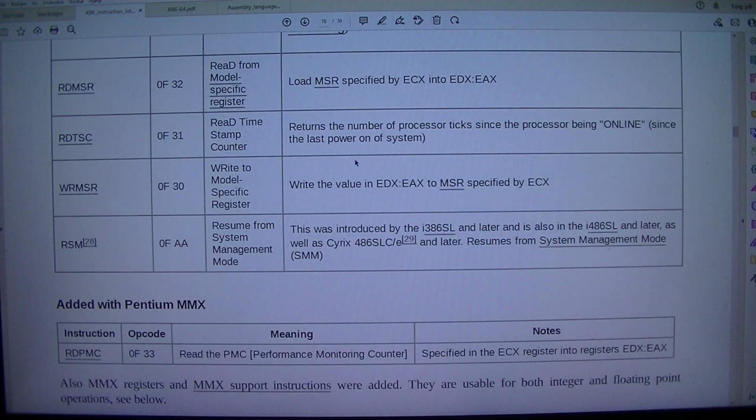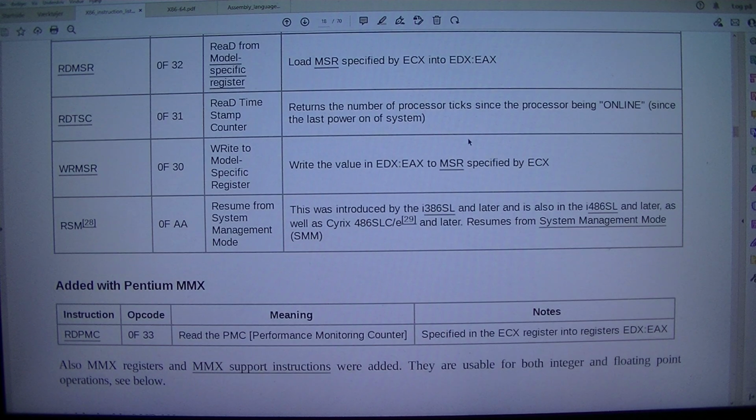RDMSR 0F32: read from model specific register, load MSR specified by ECX into EDX:EAX. RDTSC 0F31: read timestamp counter, returns the number of processor ticks since the processor being online, since last power on of system. WRMSR 0F30: write to model specific register, write the value in EDX:EAX to MSR specified by ECX. RSM 0FAA: resume from system management mode.